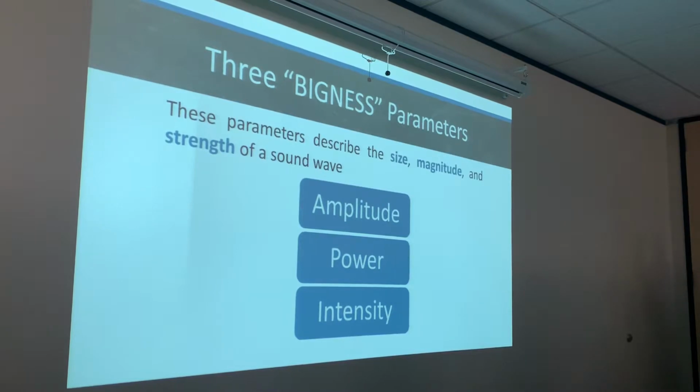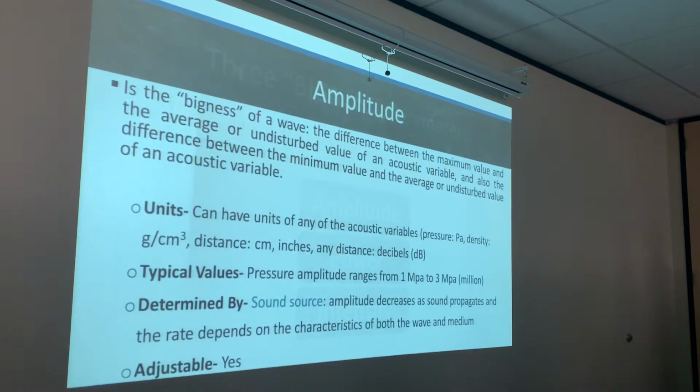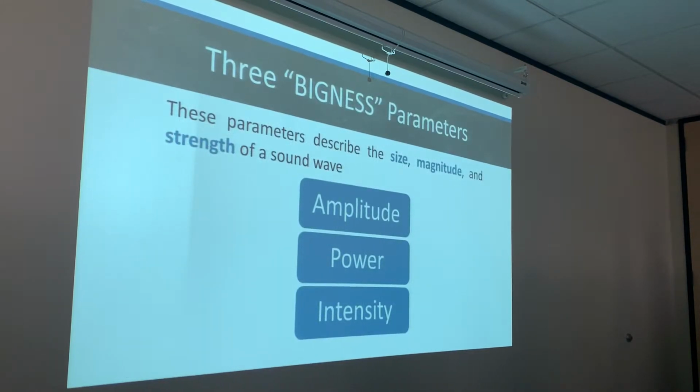So guys, we're going to group our next 3 parameters together, and these are also known as our bigness parameters. Our bigness parameters are going to be amplitude, power, and intensity. These parameters are going to describe the size, the magnitude, and the strength of a sound wave. And again, those three are going to be amplitude, power, and intensity.